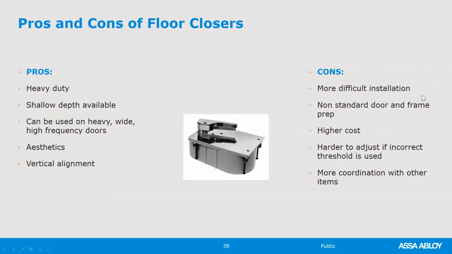They're harder to adjust if incorrect threshold is used, but that is a detail that you should look at when you're specifying. Do you have a floor plate or do you have a threshold? And if you have a threshold, pay particular attention to the type that's required by that floor closer. And there is more coordination with other items. Your templating on your hinges may change, or if you're using pivots and things like exit devices, you may need to change and take a look at your templating.